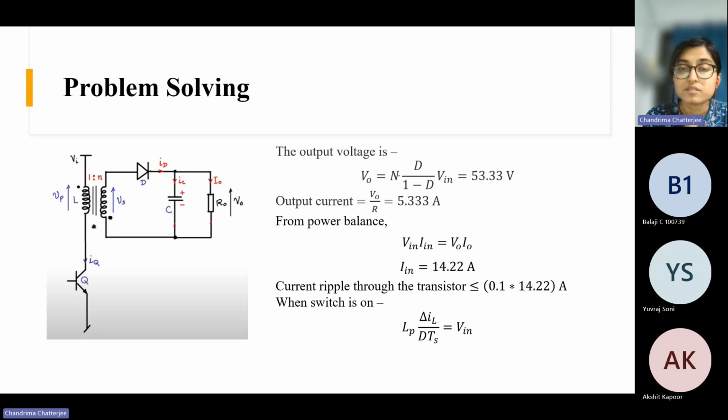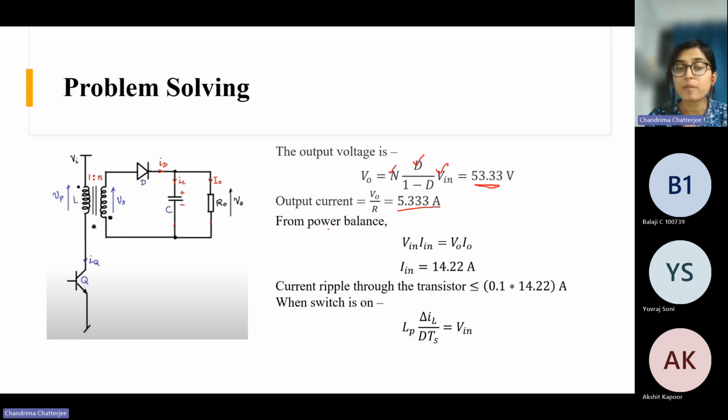So first, we can find out what is our output voltage, right? For flyback converter, this is the relation: N into D by 1 minus D into input voltage. We know N, we know D, we also know V. So we can find out the output voltage, that is 53.33 volt. Fine. And we have the load resistance value 10 ohm. So what will be the output current? 5.333 ampere, right?